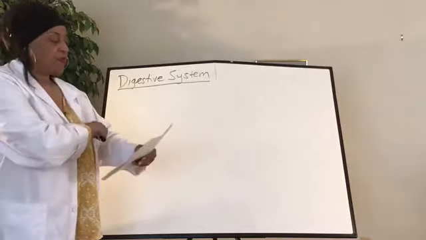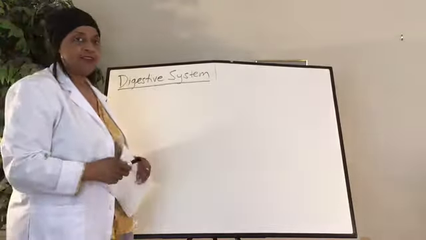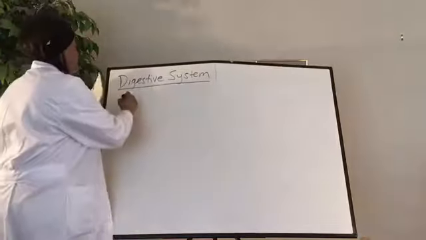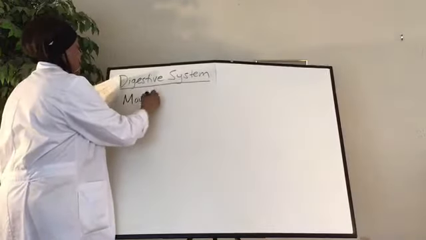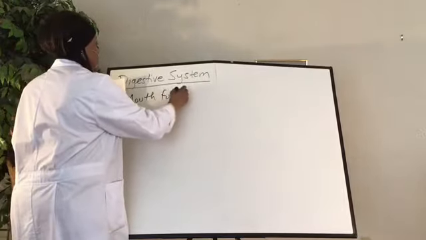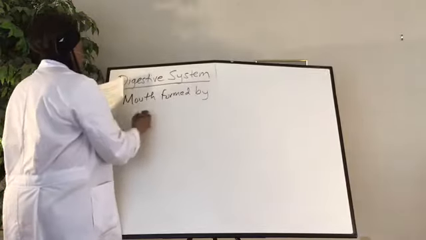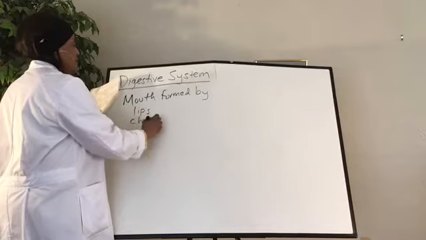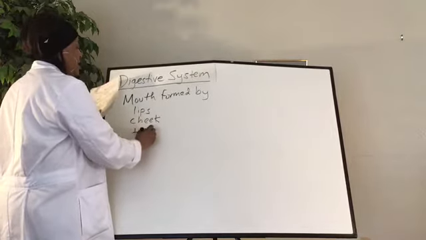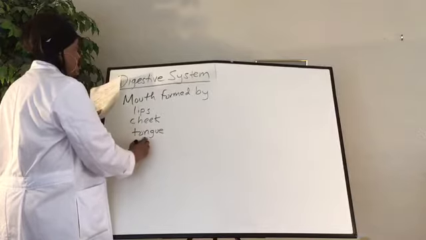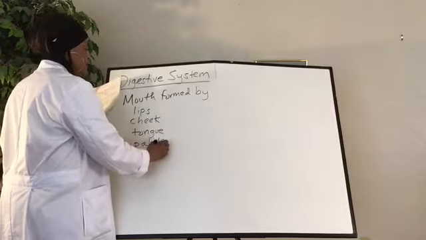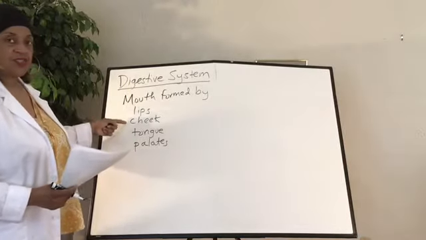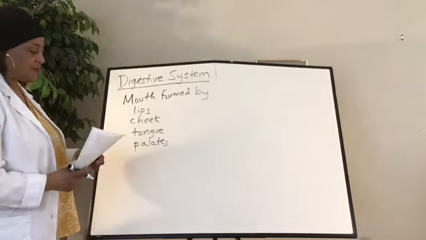Okay, so the mouth, also known as the oral cavity or the buccal cavity. The mouth is formed by lips, cheeks, tongue, and the palates. Okay? This is what makes up the mouth. The lips, the cheeks, the tongue, and the palates.